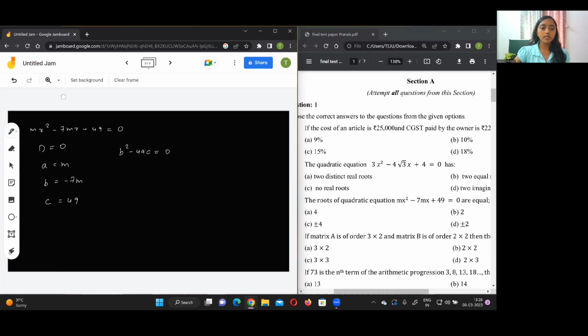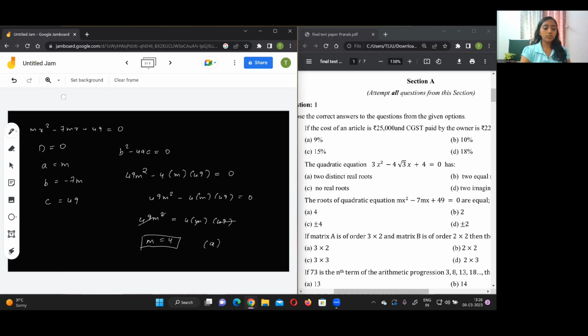So as you know, b square minus 4ac should be equal to 0. So you get 49m square minus 4 into m into 49 is equal to 0. So 49m square is equal to 4 into m into 49. 49 cut gaya, m and m cut gaya. So we get the answer as m is equal to 4. That's your answer, which is your option A, right?